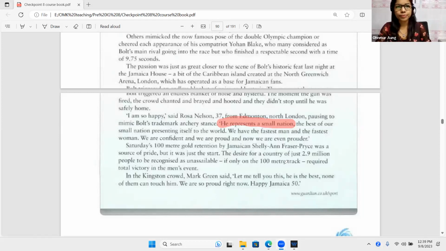Saturday's 100 meters gold, retention by Jamaican Shelly-Ann Fraser-Pryce, was a source of pride, but it was just the start. The distance for the country of just 2.9 million people to be recognized as an accessible, if only on that 100 meter track, required the veteran's victory in the men's event.